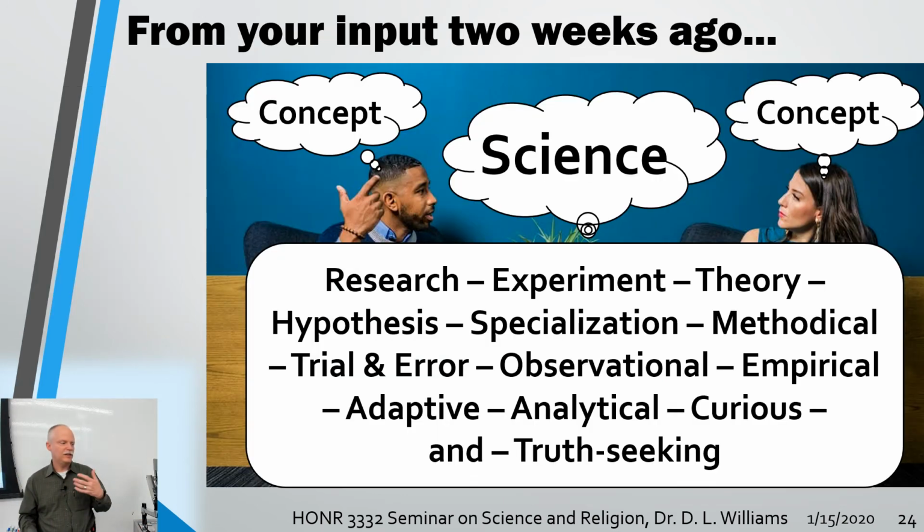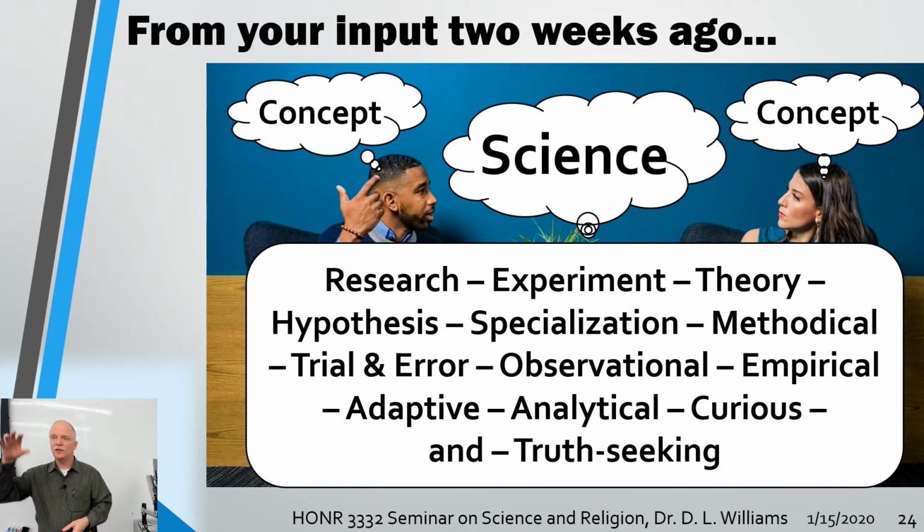So that led to this burst in scientific activity. When we talk about science, these are your words from a few days ago: research, experiment, theory, hypothesis, specialization, like biology, chemistry, mathematics, some would put in science and others would not. Methodical, trial and error, taking observations, empirical results, adapting to the situation, being analytical and curious, and truth-seeking. Again, some of these are practice-based, and some are belief-based. Did you know that we constantly do things that are repeated, but we can't prove that results are repeatable? That's a baseline assumption, a philosophical foundation.